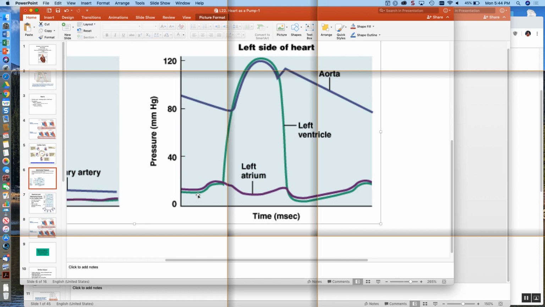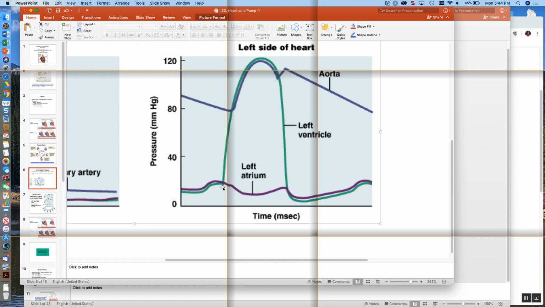Then the P wave happens, all right? The P wave happens, and now both atria contract, and it delivers that last bit of blood into the ventricles, right? You get a little bit of a bump in pressure in both chambers, in the atria and in the ventricle. So the atria is in purple, and the ventricle is in green. That's the end of diastole. So essentially, this is the end diastolic volume, when the volume of blood in the ventricle is the highest.